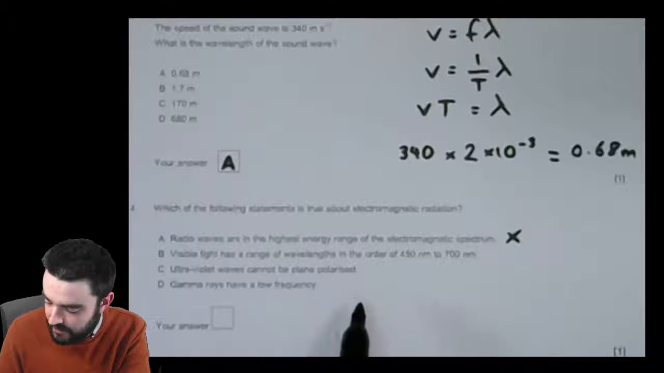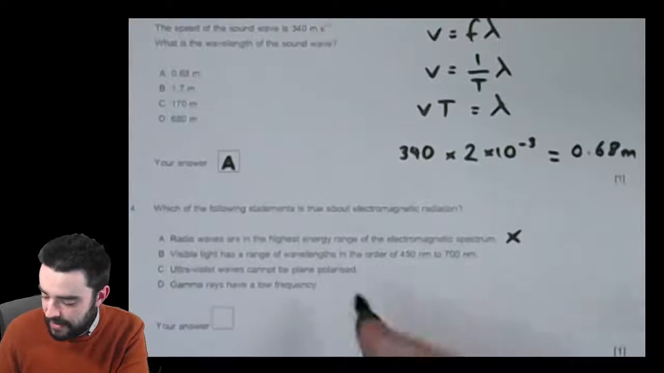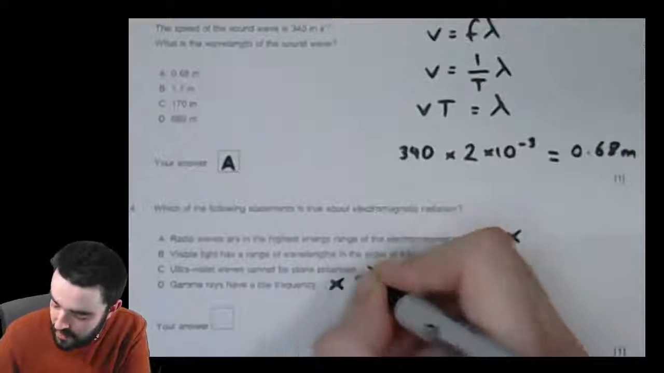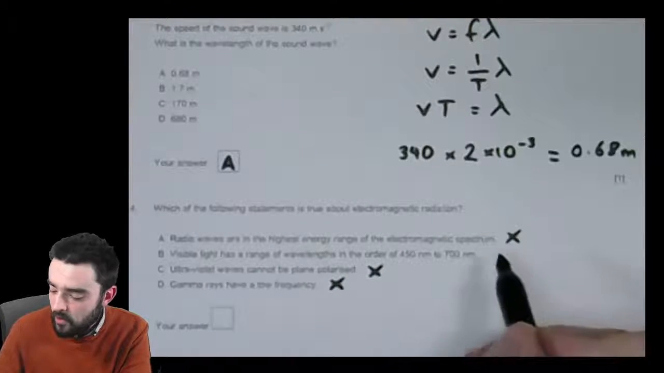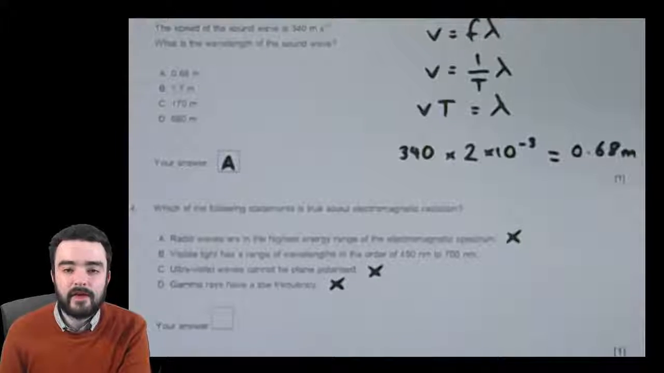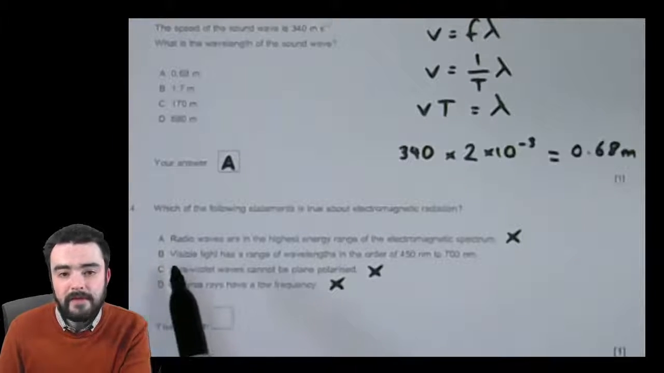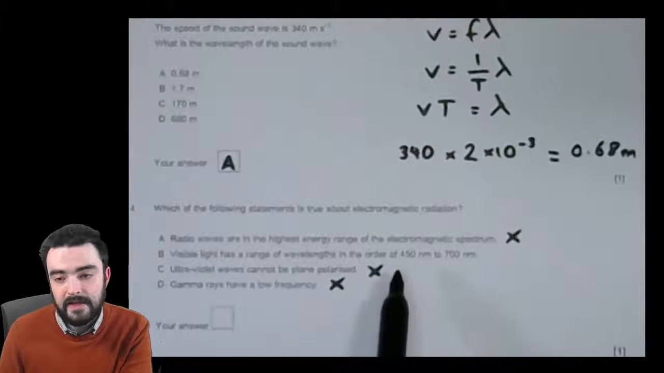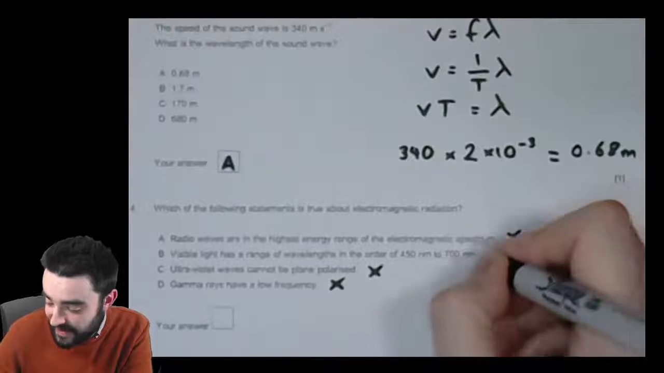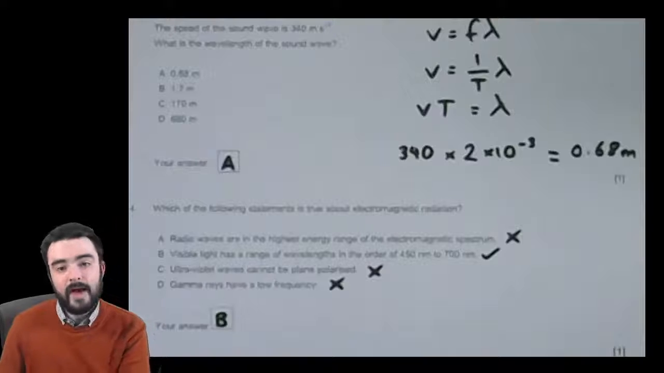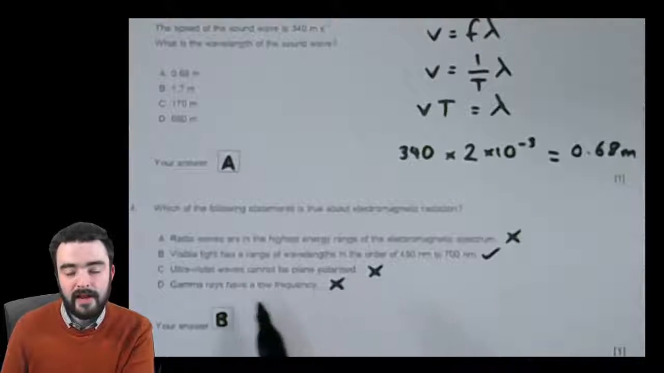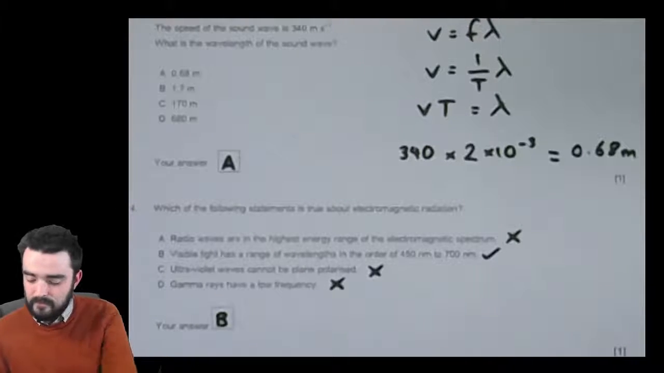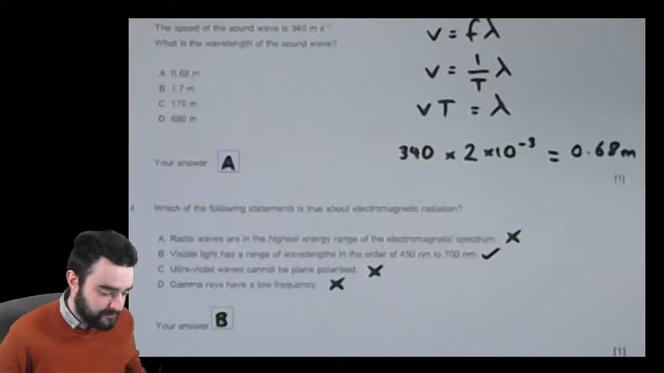Ultraviolet waves cannot be plane polarized. Well, all transverse waves can be plane polarized. It's not that one. Gamma rays have the lowest frequency. That's not true because they have the highest frequency. I think all 3 of these statements are quite easy to see that they're wrong. You could be forgiven for having forgotten that visible light had a wavelength in the order of 450 nanometers to 700 nanometers. That one is the correct one, B. But even if you hadn't, by going through and saying which of these are false is sometimes easier than saying which is true. So question 4, answer is B.